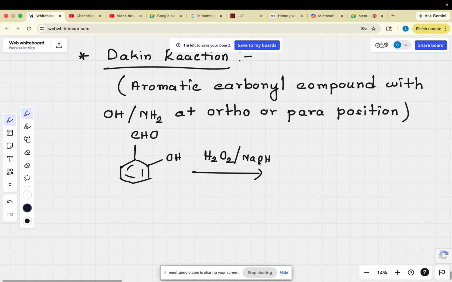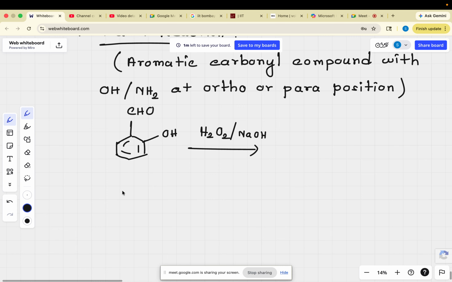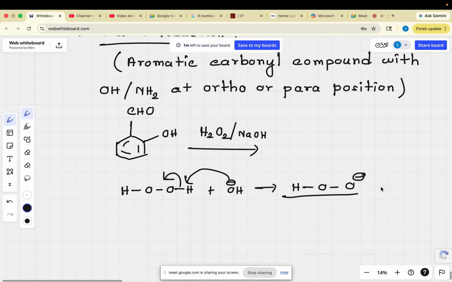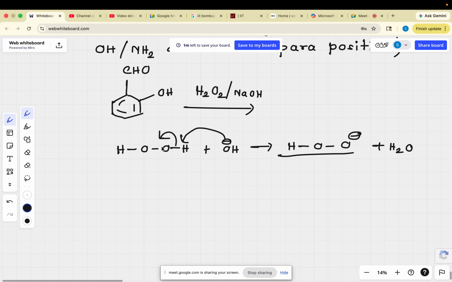So what is actually happening, H2O2 means what, first of all see the mechanism. So H2O2 means this, and NaOH means you have OH minus. So OH minus is abstracting one proton from here and this bond breaks. So what we are getting, hydrogen, oxygen, O minus. This is the generating nucleophile, and water is the byproduct.